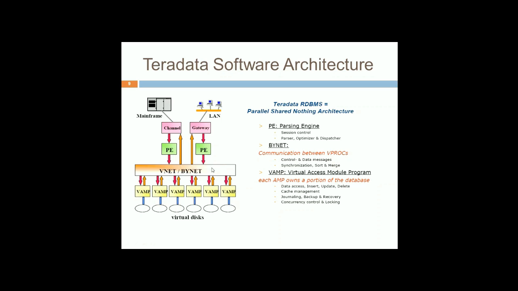And then you will actually have two BiNets. There will be two 16 MB communication channels in any normal Teradata architecture.